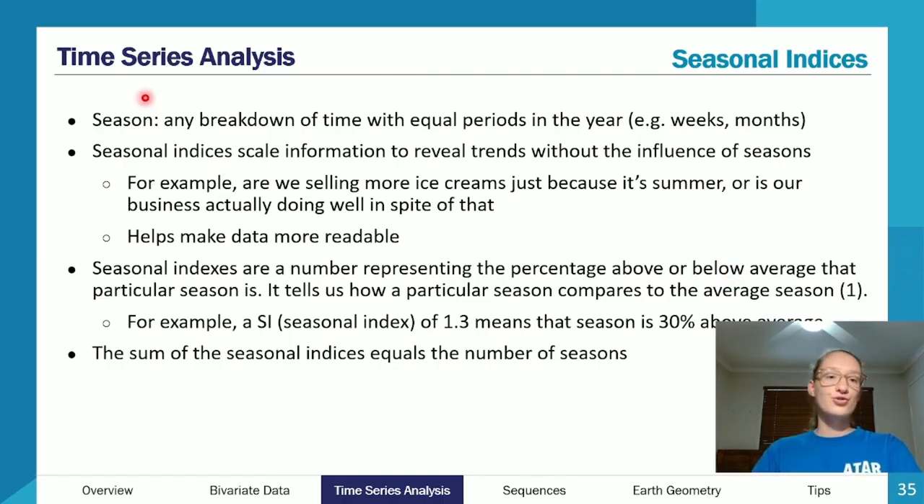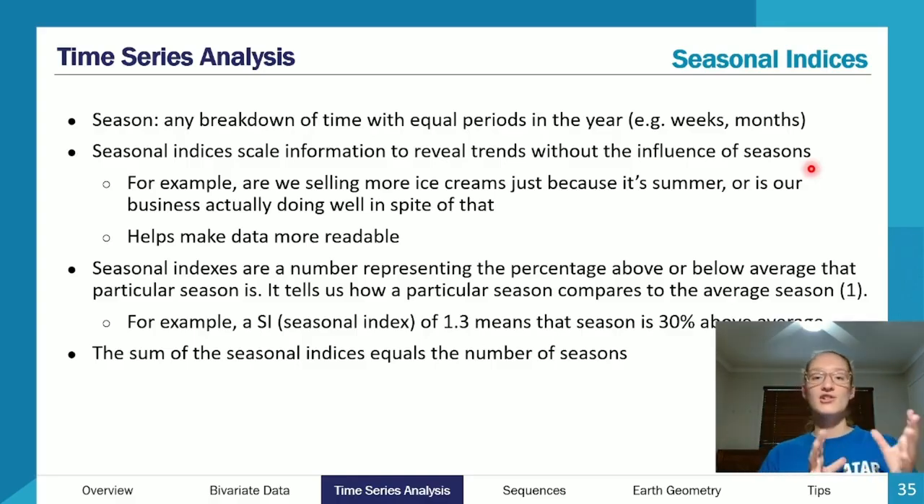But the main thing I'll draw your attention to is, again, that a season is any breakdown of time with equal periods in the year. So again, we could do it month by month, in which case we'd have 12 seasons in the year. And seasonal indices are the numbers that we use to deseasonalize and reseasonalize data. These seasonal indices scale information to reveal trends without the influence of seasons.